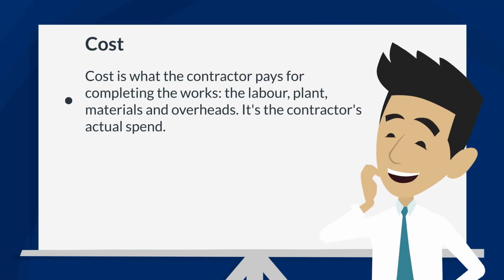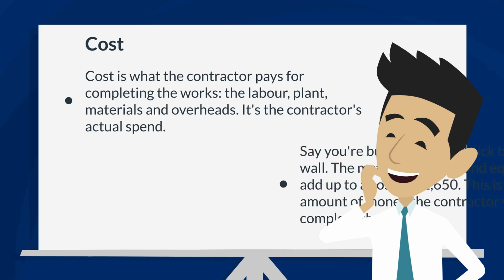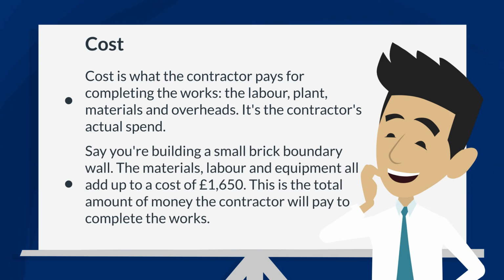Cost is what the contractor pays for completing the works: the labour, plant, materials and overheads. It's the contractor's actual spend. Let's say you're building a small brick boundary wall. The materials, labour and equipment all add up to a cost of £1,650. This is the total amount of money the contractor will pay to complete the works.